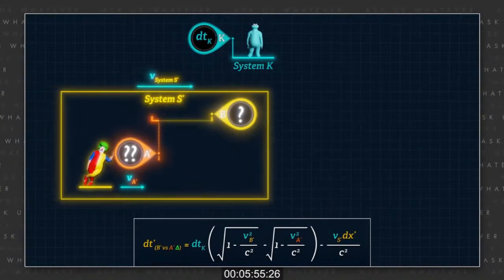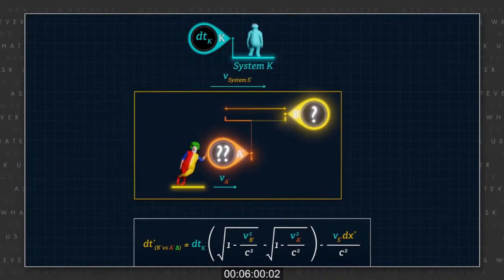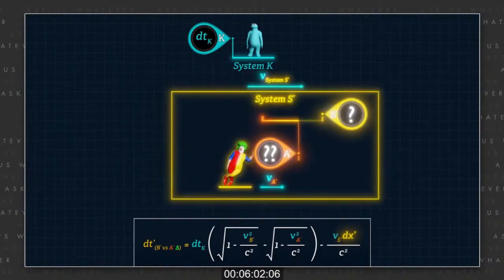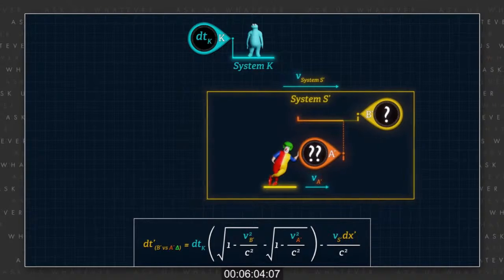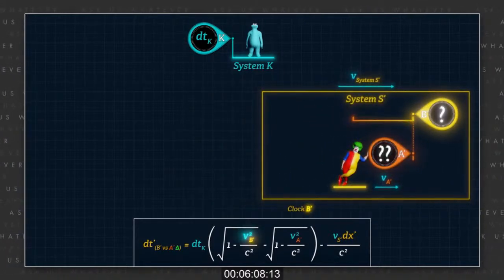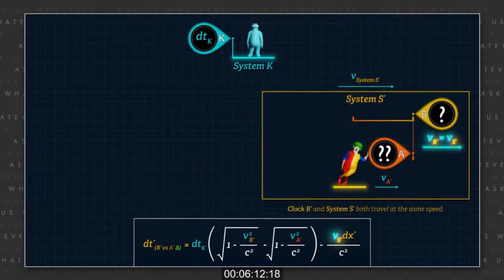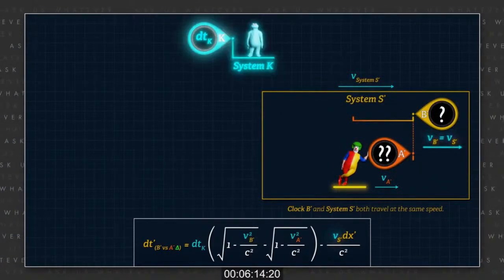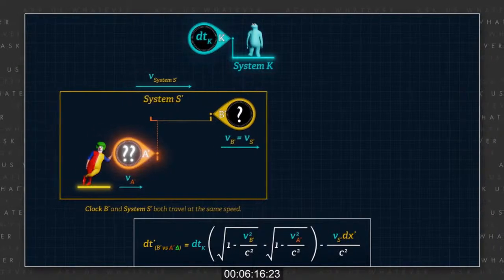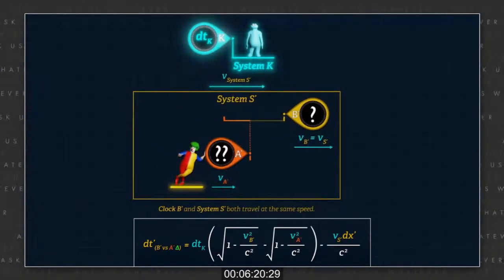Observers in system S prime can measure the initial proper distance separating the clocks, we'll call it dx prime, using system S prime measuring tools. Since clock B prime is stationary in system S prime, clock B prime and system S prime both travel at the same speed, V sub S prime, with respect to system K. And clock A prime travels at speed V sub A prime with respect to system K.